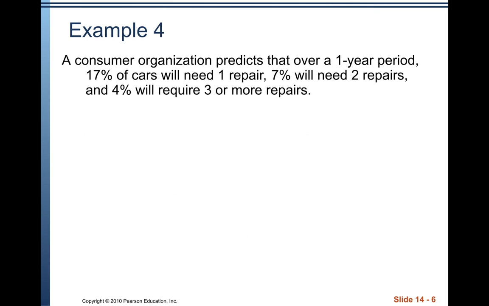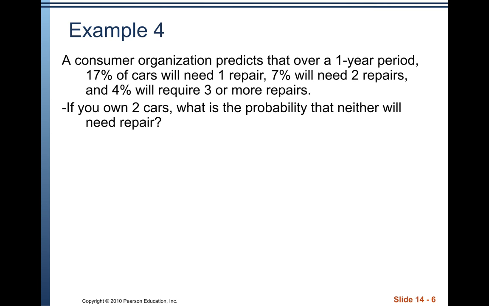Next example, same information. If you own 2 cars, what is the probability that neither will need repair? So in this case, we want to know the probability of 1 car and the second car not needing repair. This is where that multiplication rule is going to come in.